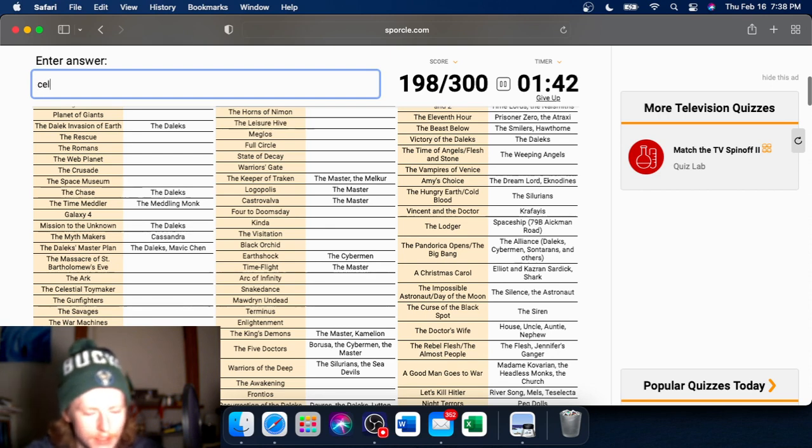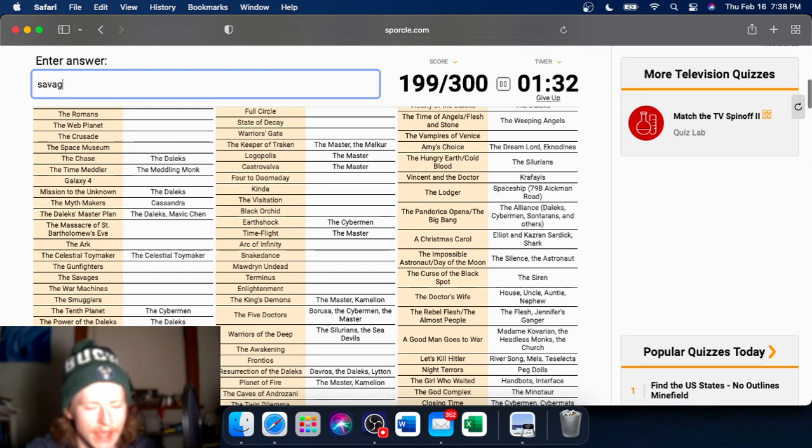The Celestial... See, I wish it was as easy as it just being the name of the episode. Like, the Ark is the villain. The Crusade is the villain. The Savages. Okay, that actually worked. The Pirates.